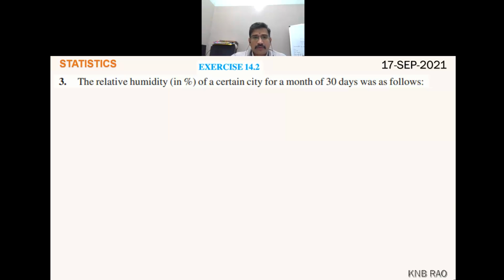The relative humidity in percentages of a certain city for a month of 30 days was as follows.